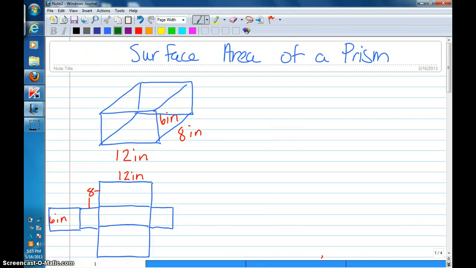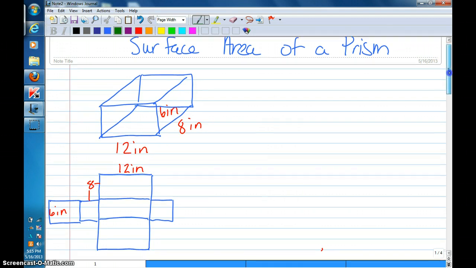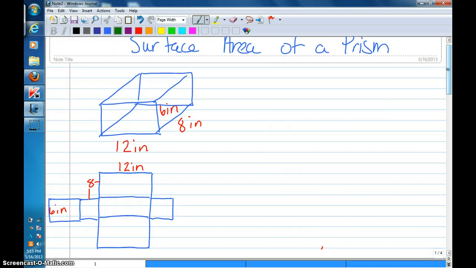This is a learning target. I can find the surface area of a prism. Remember, we're going to be looking at rectangular prisms, square prisms, and cubes today. So these first two pictures I drew out are exactly the same picture. This bottom one is a net, so it's basically the top one unfolded.